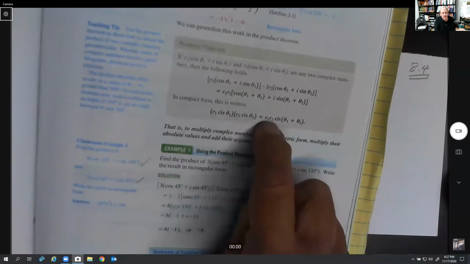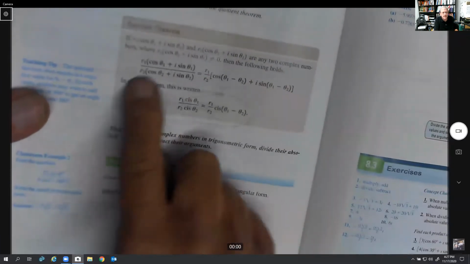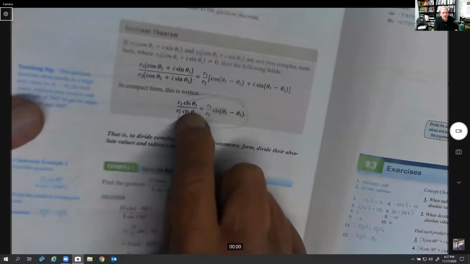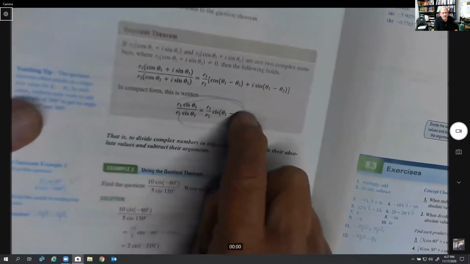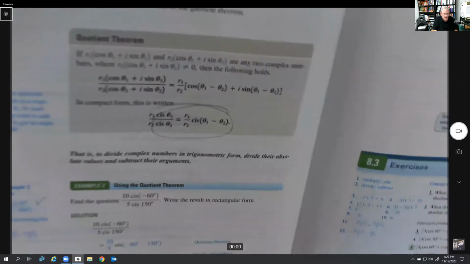Multiply your numbers and add your angles. Same thing over here. Avoid all that junk and just get down to here. So what you're going to do is divide the numbers and subtract the angles. Then you put it in expanded form, and then you can convert over to rectangular form.